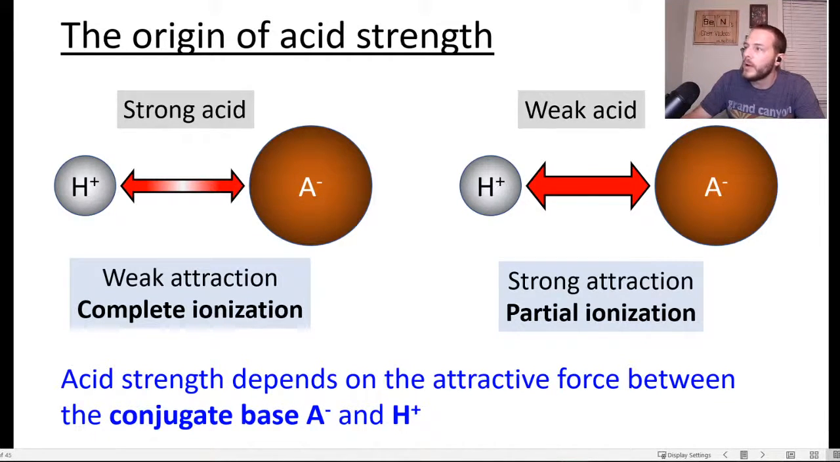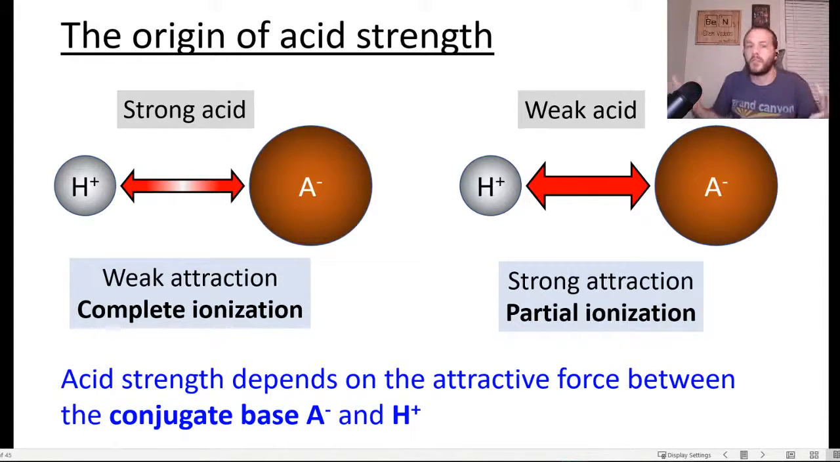Well, the origin of acid strength, the reason why some acids are strong and some acids are weak, the phenomenon that's responsible for determining how strong an acid is, it's all about the attractive force between the conjugate base of the acid and H plus or H3O plus. Remember, H plus and H3O plus can be used interchangeably. So if you have a strong acid, the reason why that acid is strong is because the attractive force between the conjugate base of that acid and H plus is very, very weak. Because that attractive force between the products is so weak, they're much less likely to react together to form the reactants.